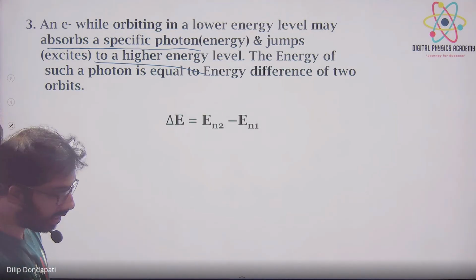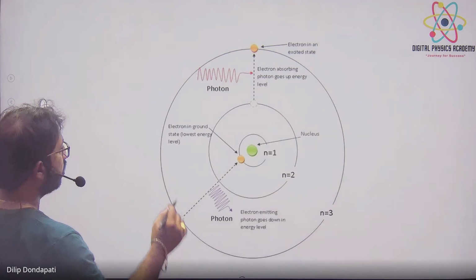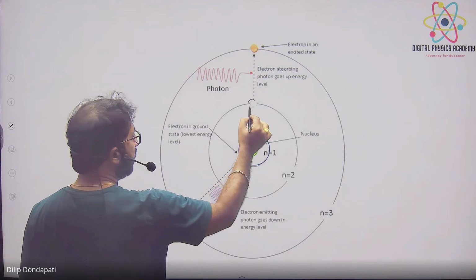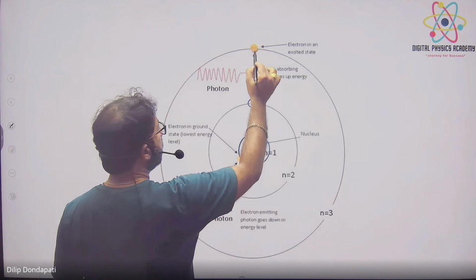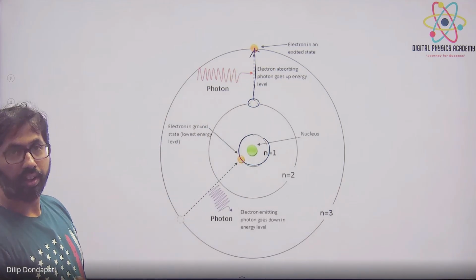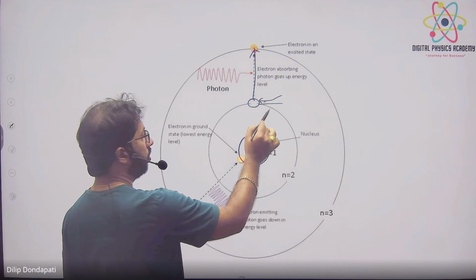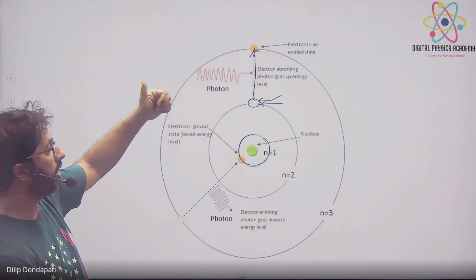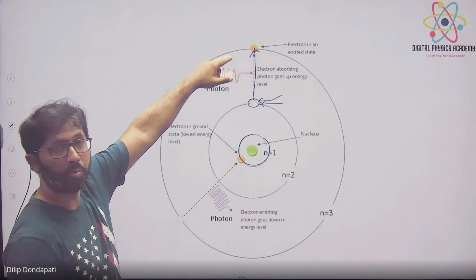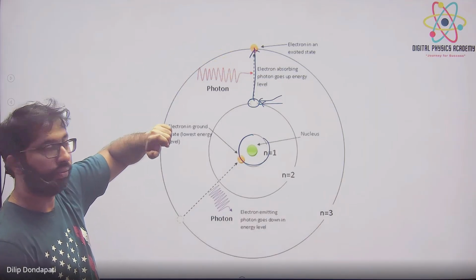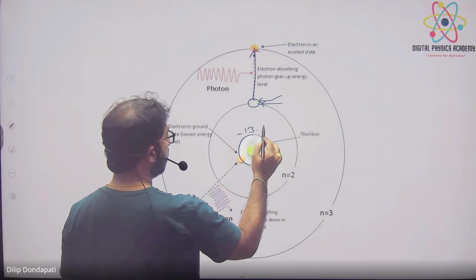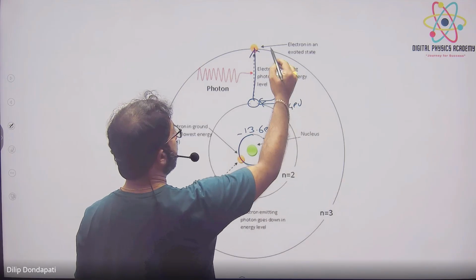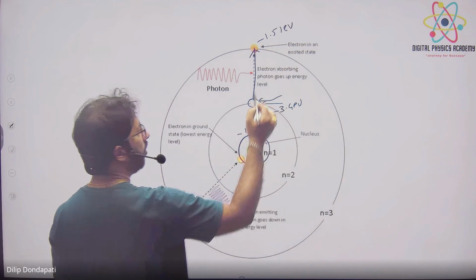So what is the meaning of this? Look, this is the first shell, second shell, third shell. The electron will jump from this shell to here when it gets energy from an outside source. How much energy has to be given, only then will it jump to that particular orbit? Bohr's model told us this one is -13.6, then -3.4, and here -1.51 electron volts, right?